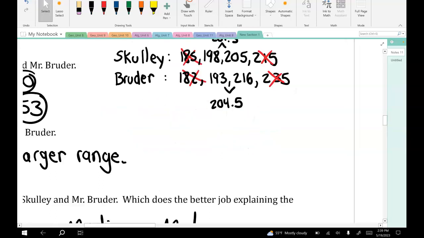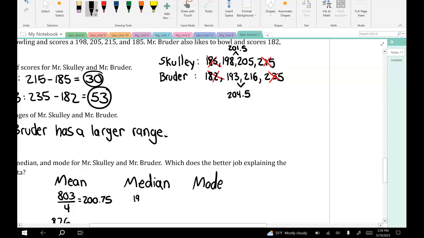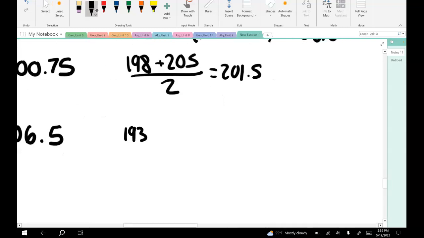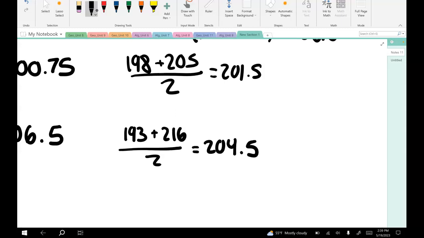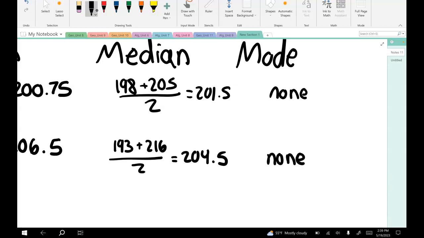And again, if I want to show my work in my chart, this is 198 plus 205 divided by 2. It's 201.5. And then 193 plus 216 divided by 2. It's 204.5. And for the mode, since no number repeats, we would have none for both of these. None and none.